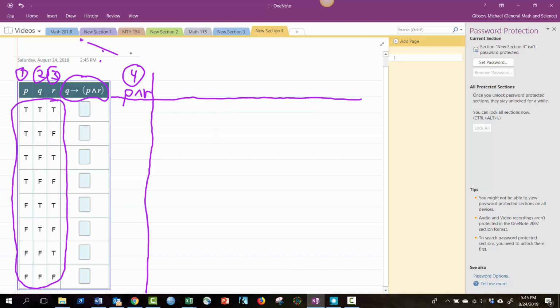Now, remember, P and R is false, except when P and R are both true, right? So P is column 1, R is column 3. So if you look over here, here's true and true. There's a true. It's the only way this one's true. True and true. Got another true. That's it. The only two places we have true and true are the first, right? And the third. None of the others have double true.